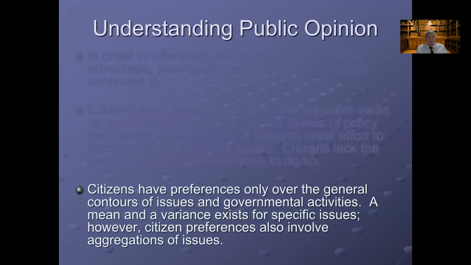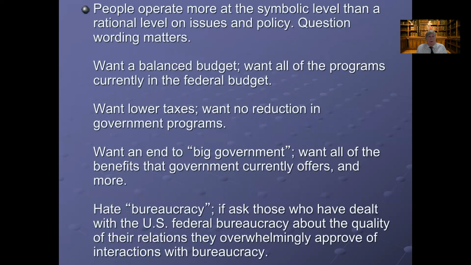Citizens have preferences only over the general contours of issues and governmental activities. There is a mean and a variance that exists for particular issues. However, citizen preferences also involve aggregations of issues. People operate more at the symbolic level than at a rational level on issues and policy.